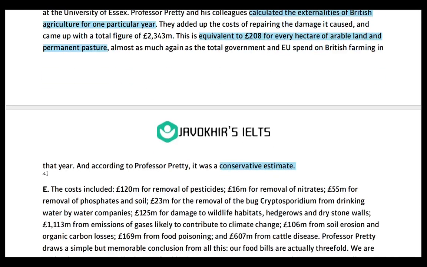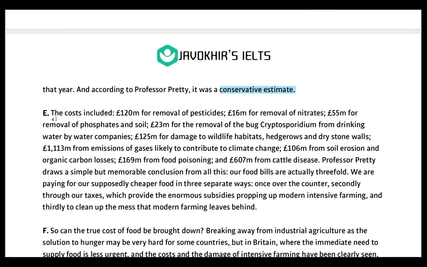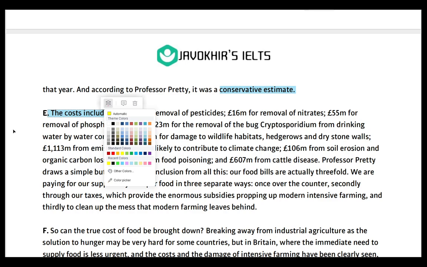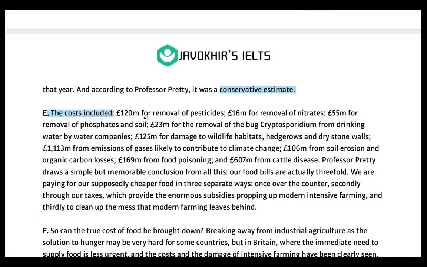So we're going to read more. The cost included, there we go, we have the first part. I'm going to choose, let's just stay with that color. 120 million pounds for removal of pesticides. So let me actually just highlight the numbers instead. 120 million for removal of pesticides.